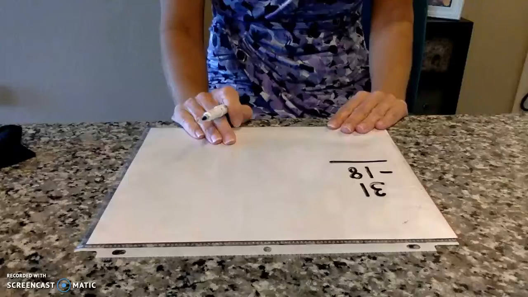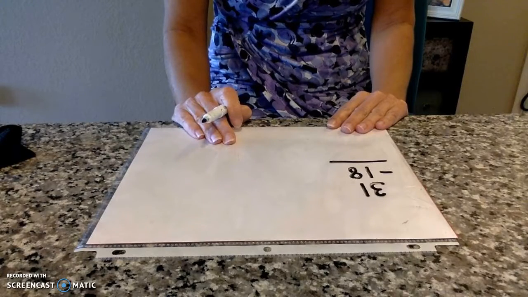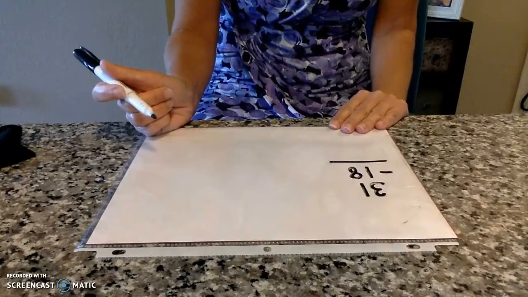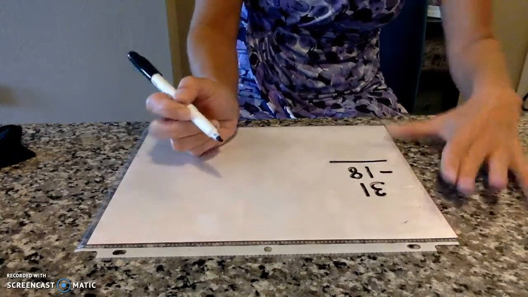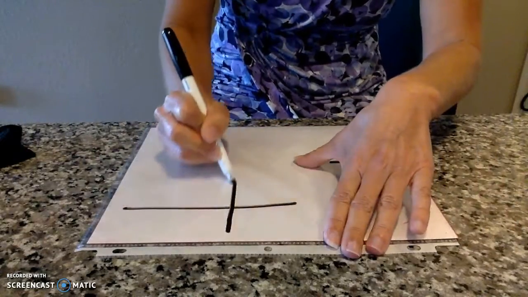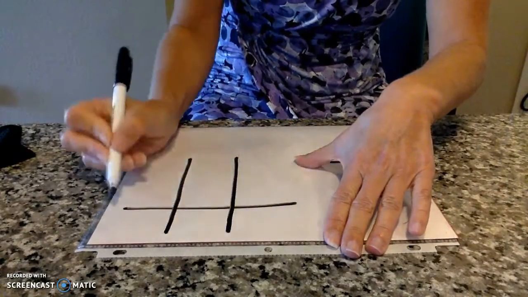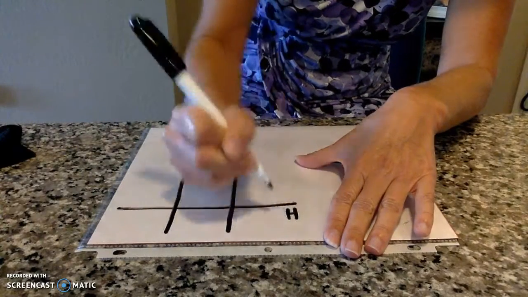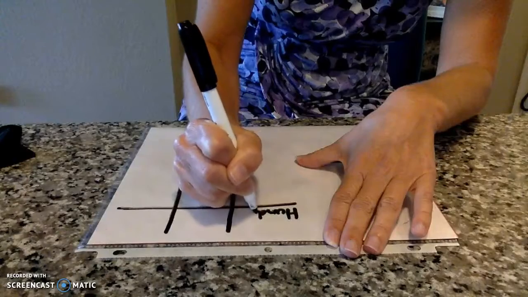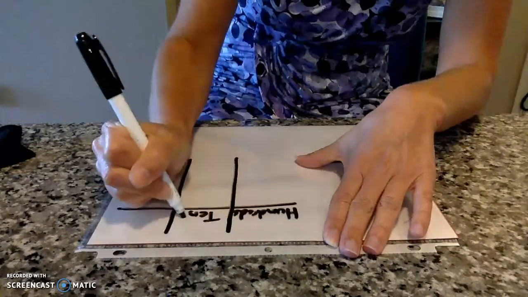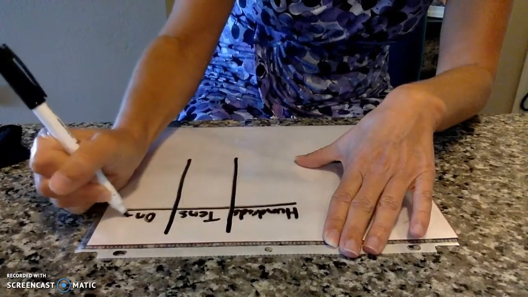So what are we trying to find? I hear lots of people saying the missing part. That's correct. We are looking for the missing part. So I'm going to go ahead and draw my place value chart. And because I will be using a chip model today, I know I need to label this place value chart. So this is my hundreds. This is my tens. This is my ones.